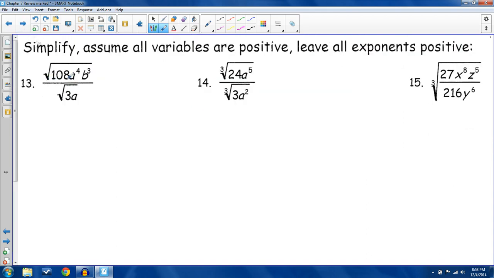Number 13. I'm going to do the same thing as I did last time for the very reason that I can do 108 divided by 3, and I can do a to the fourth divided by a. And there's a b cubed. 108 divided by 3 is 36. A to the fourth divided by a is a cubed. B and b cubed is still up there.